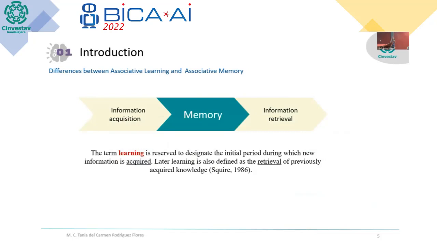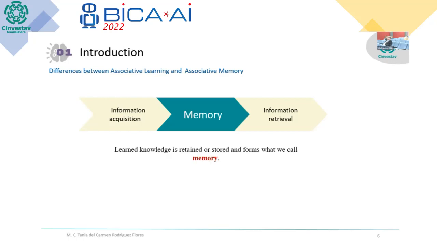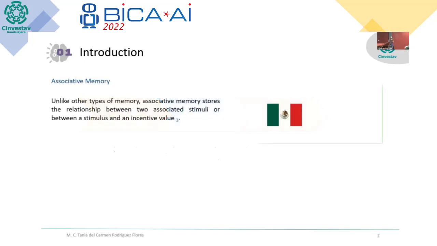To differentiate associative learning and associative memory, we consider that the associative learning is the moment in which the system receives new information, acquires new information, and the moment in which the model retrieves previously acquired knowledge. And the memory is when the system retains and stores this information previously acquired.